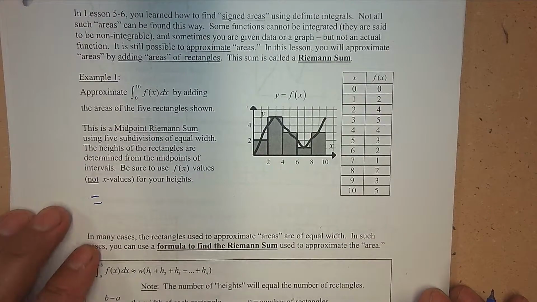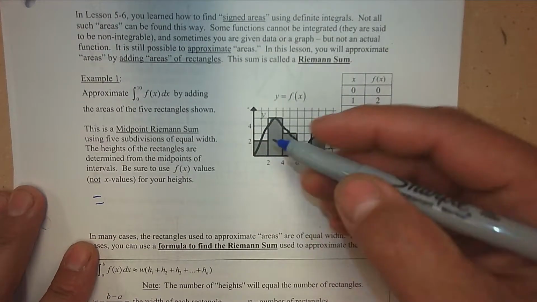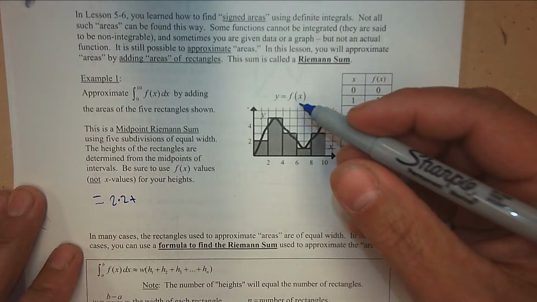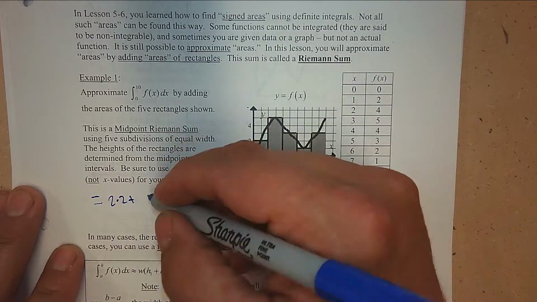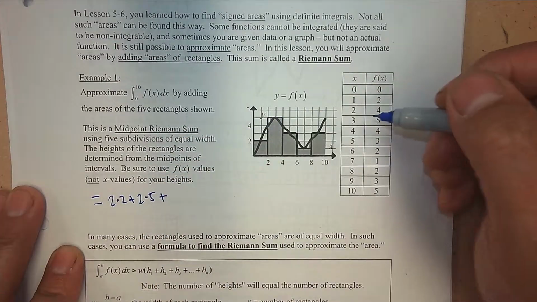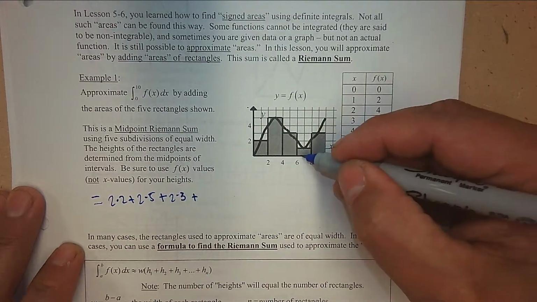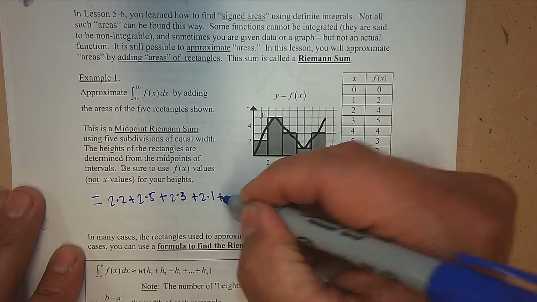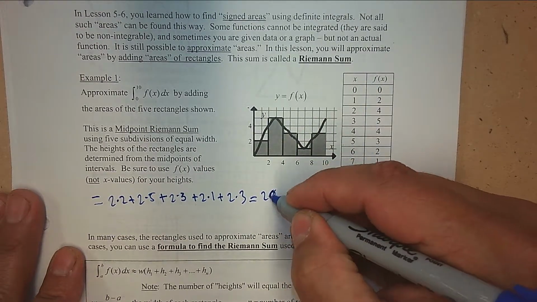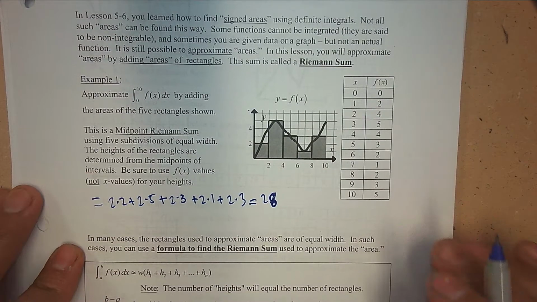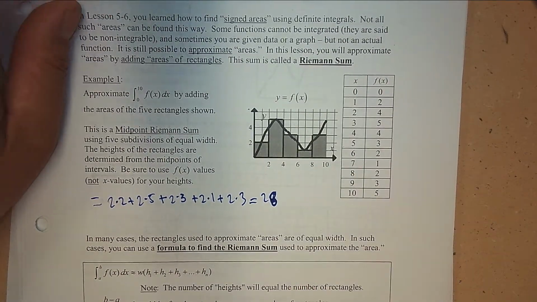So in this case, the first rectangle, what size is it? If you look, it's 2 by 2. The next rectangle is 2 by 5. The next one is 2 by 3. The next one is 2 by 1. And then the last one is 2 by 3. Yes, it's that easy. Relax. So what was the approximate answer to that definite integral by doing a Riemann sum? It's 28, if I did all that calculating.